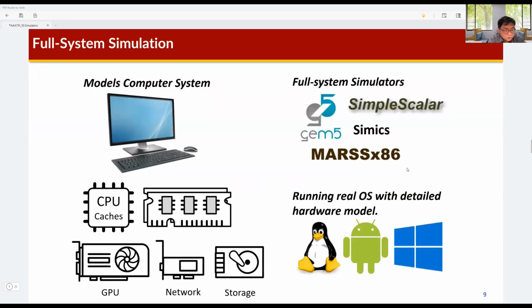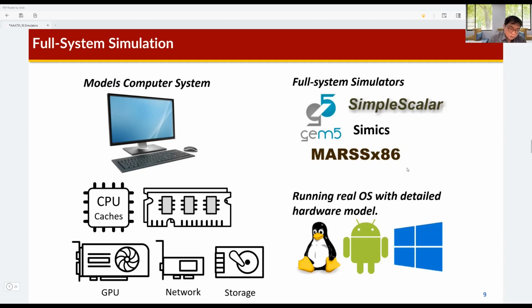Also you can find several full system simulators such as the gem5 and MARSS x86. These are full system simulators that support and emulate operating systems or file systems, and with these full system simulators, you can measure some behavior or performance metrics of the full system.